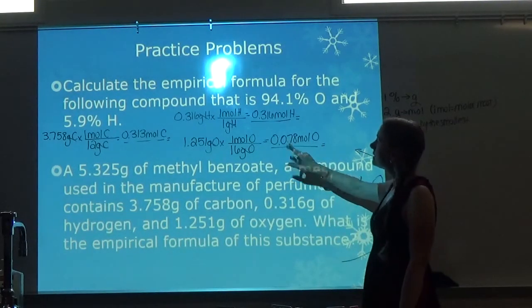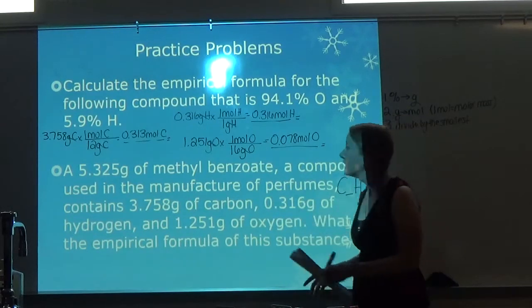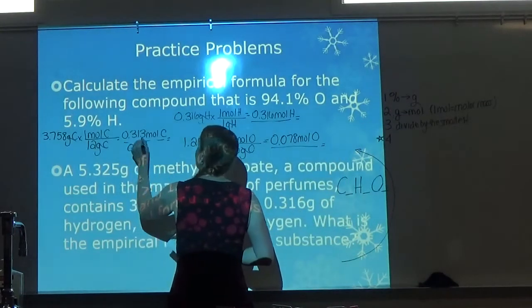Okay, so our smallest number is 0.078. So I'm going to divide each one by 0.078.